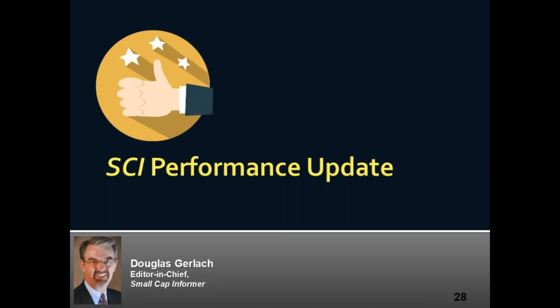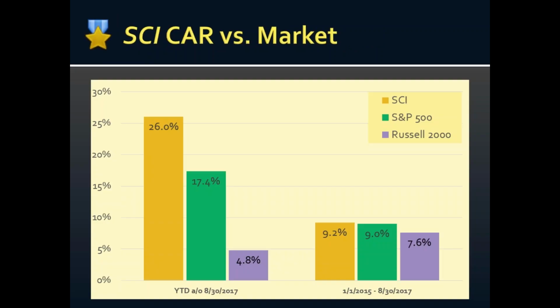So let me segue into a performance update on how we've been doing versus the overall market. Year to date, our picks have been performing quite well. We've had some success with a couple of stocks in particular that have seen some very positive results. So year to date, our compound annual return of all of our picks is about 26% compared to 17.4% for the S&P 500 and 4.8% for the Russell 2000.